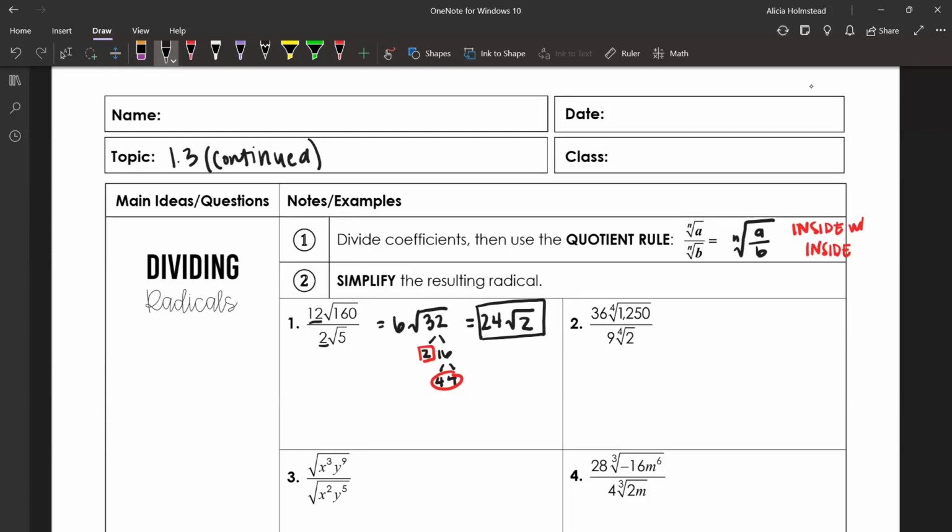Awesome. Number 2. So we'll do insides with insides, outsides with outsides. So 36 divided by 9 is 4. And then those 2 radicals have the same index, so we can divide them. So we'll do 1250 divided by 2, which leaves us with the 4th root of 625. And then we'll just need to simplify that.